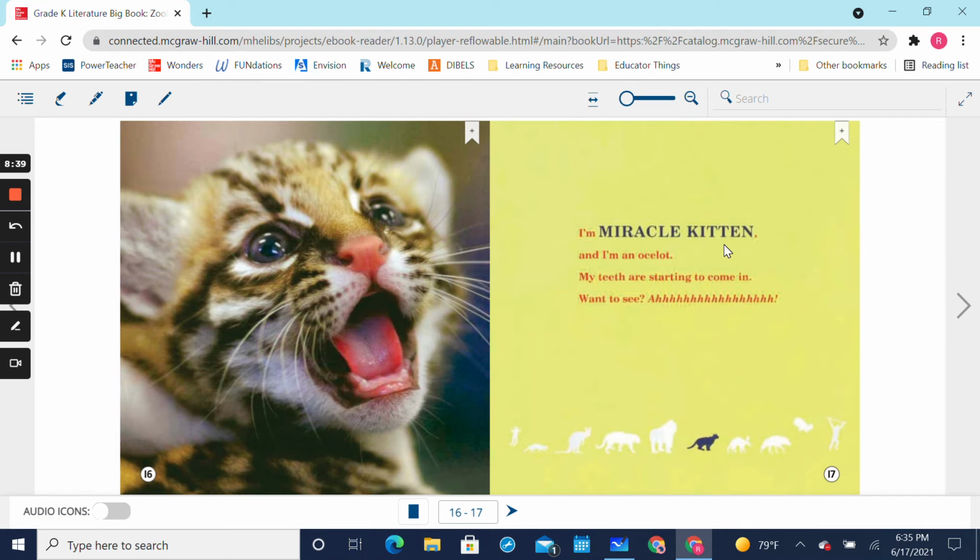I'm Miracle Kitten, and I'm an ocelot. My teeth are starting to come in. Want to see? Ah!